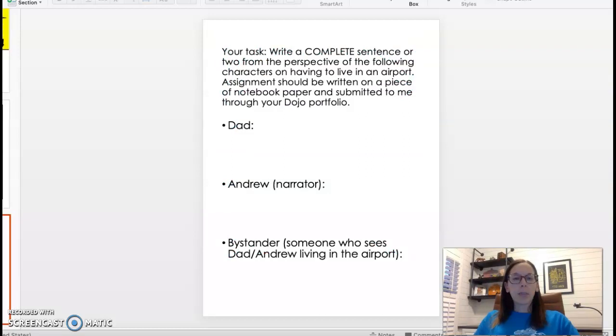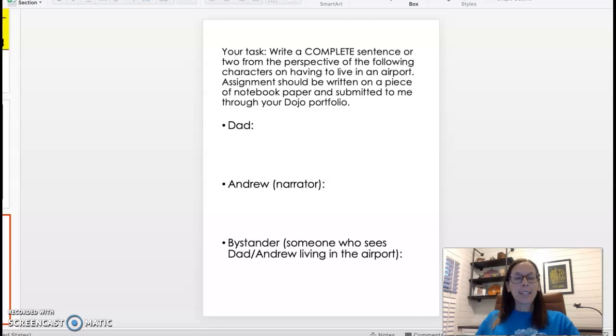Okay, this will be your assignment today. So your task, you will be doing this on a piece of paper. So you'll need to get that and a pencil. You're going to write a complete sentence or two from the perspective of the following characters on having to live in an airport. So think back to the book, Fly Away Home. Okay, again, you're writing it on a piece of paper and you're going to need a pencil.